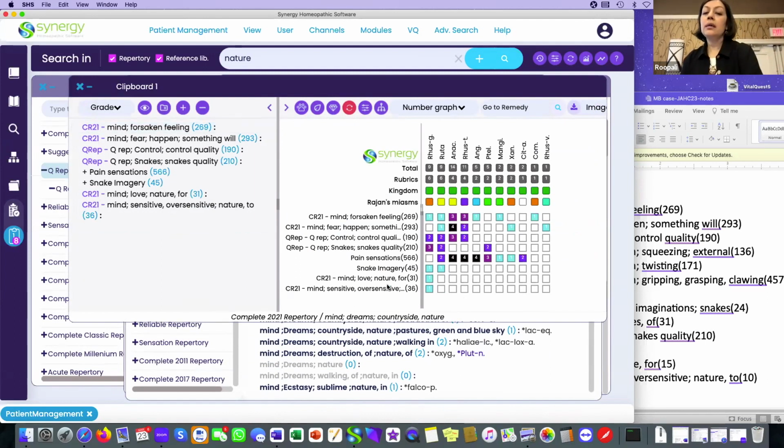So interestingly, when you put mind, love, nature 4, and you put mind, sensitive, oversensitive towards nature, the remedy that pops up to the top is Rus glabra, which is the leprosy miasm remedy from the Anacardiaceae family. And Ruta pops to number 2. So, you know, I think that's indicative. And that's where I'm going to leave the case.